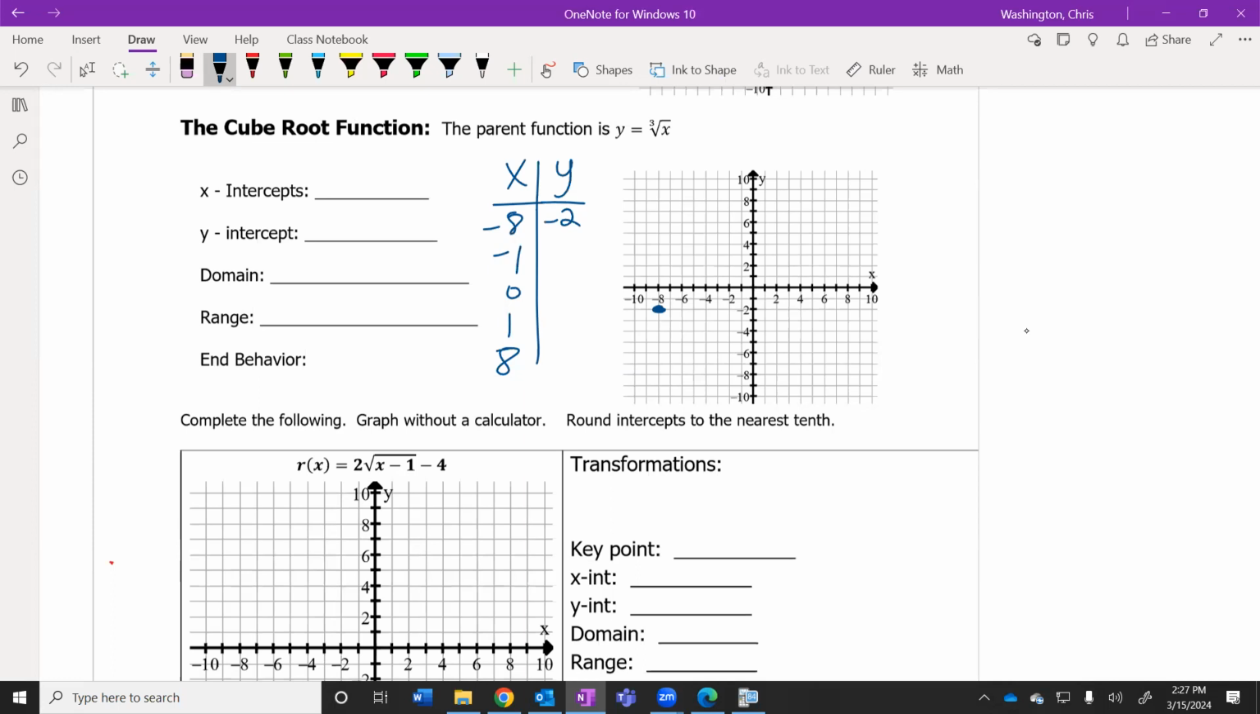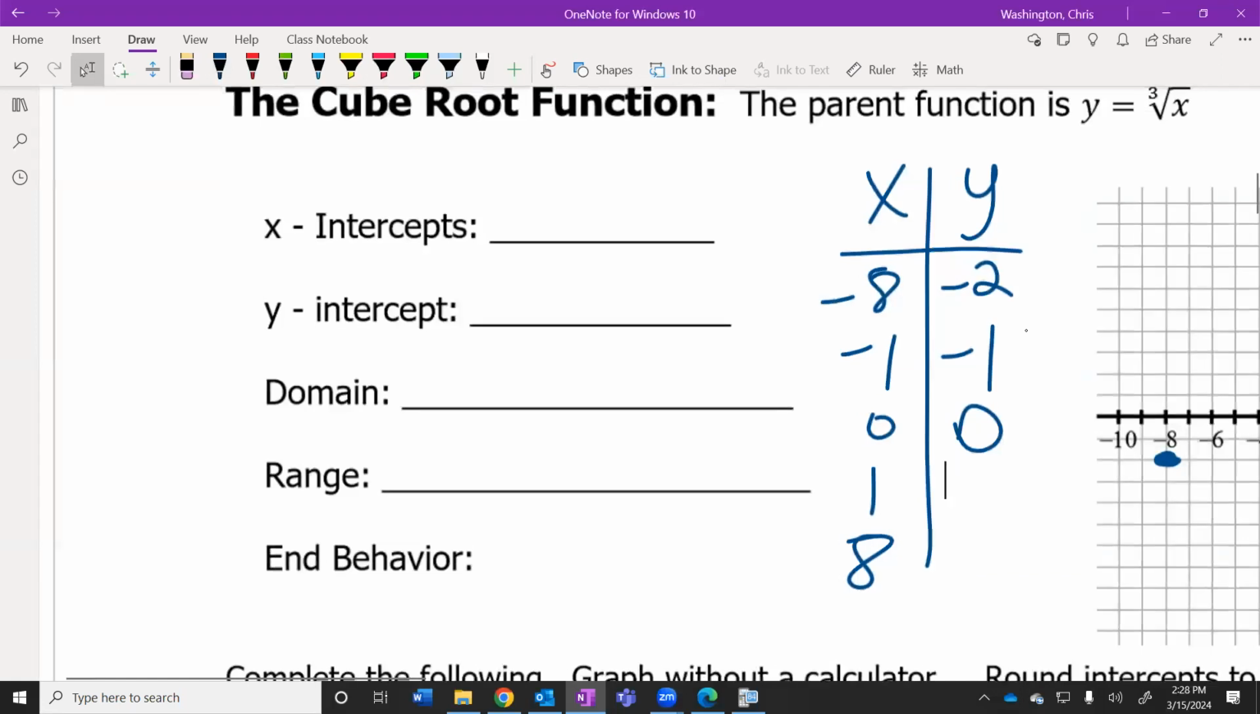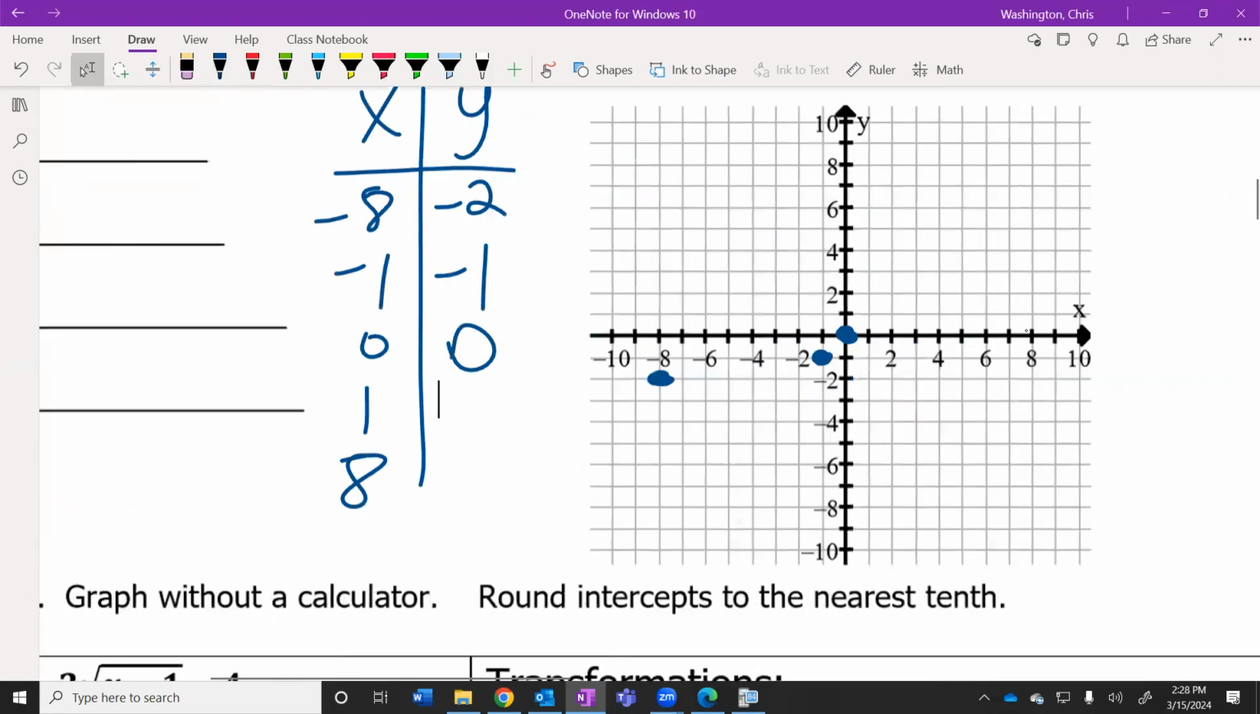-1, what is the cube root of -1? What can we multiply by itself 3 times to get -1? That number is -1. -1 times -1 is +1, times -1 is -1. The cube root of 0 is 0. What can we multiply by itself 3 times and get 1? That number is 1.